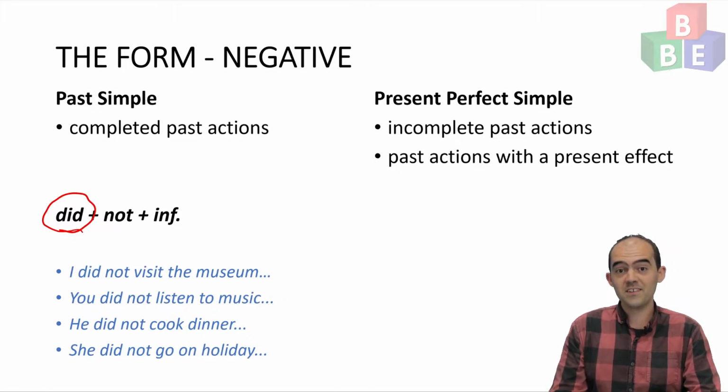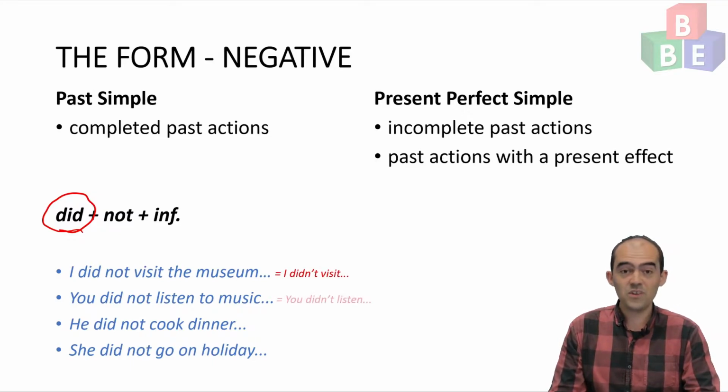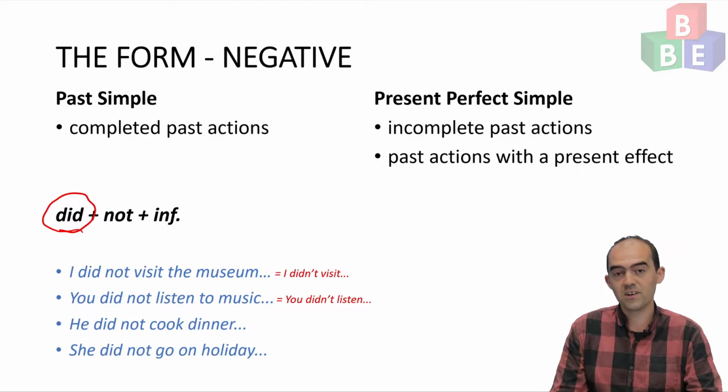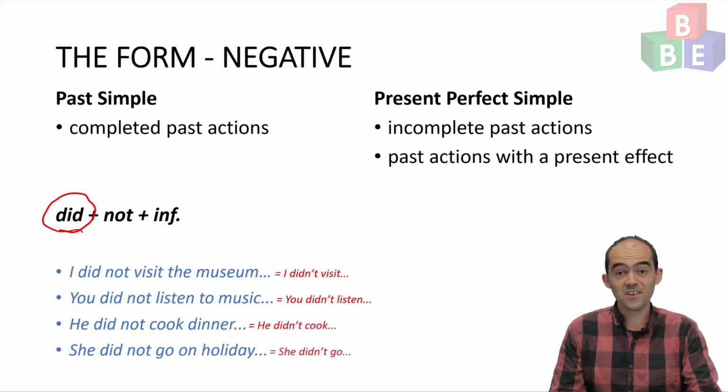And of course, this did not is often contracted. So we would have, I didn't visit the museum. You didn't listen to music. He didn't cook dinner. She didn't go on holiday.